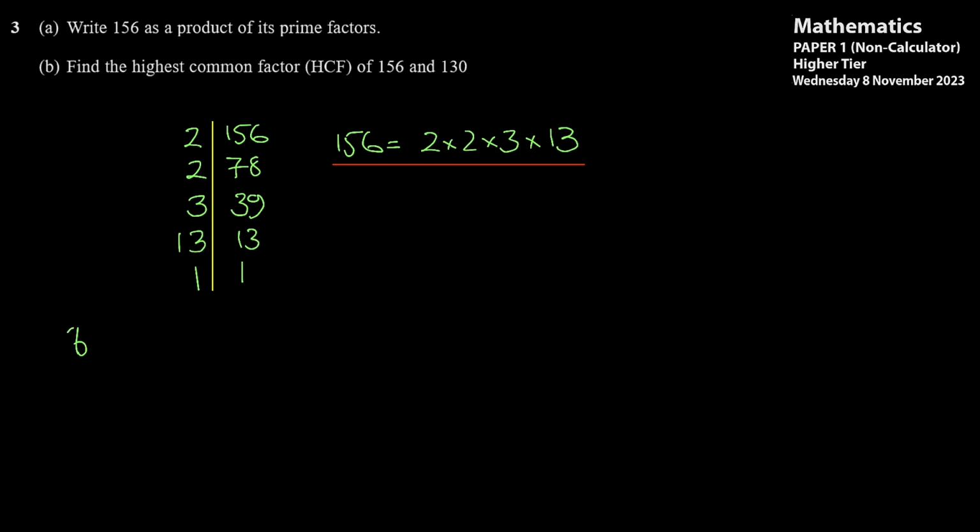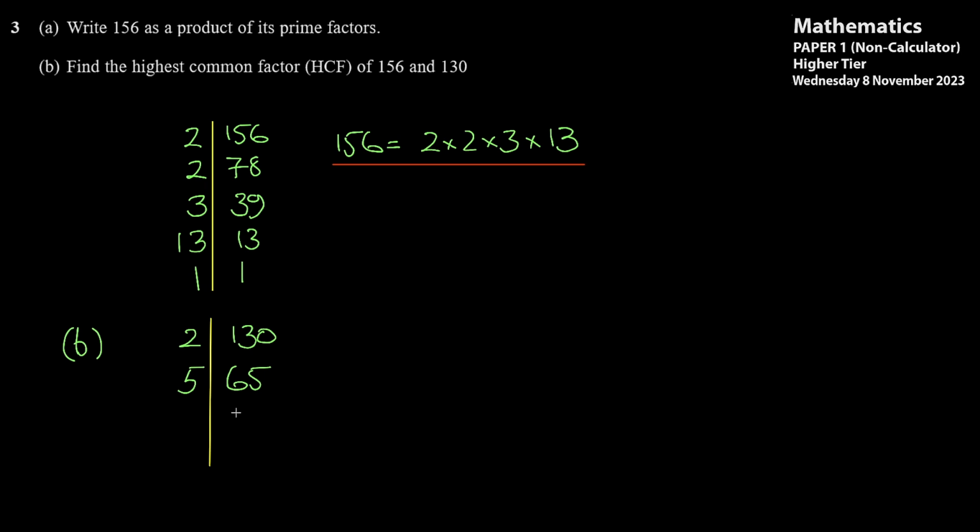Okay, part B. Well, we've got the prime factors of 156. We need to find the prime factors of 130. So let's do exactly the same thing, and then we can find the HCF. Again, this is even, and I get 65. Immediately, this is odd. Will 3 go in? No, it won't. The next prime up will be 5.